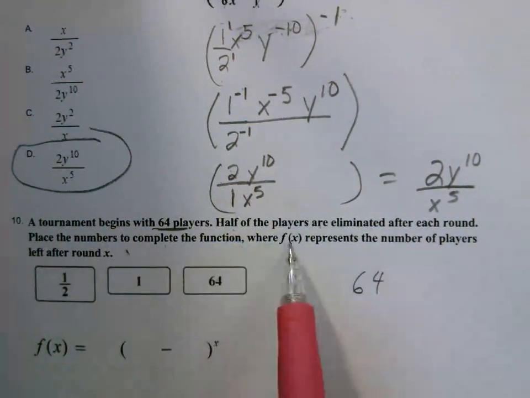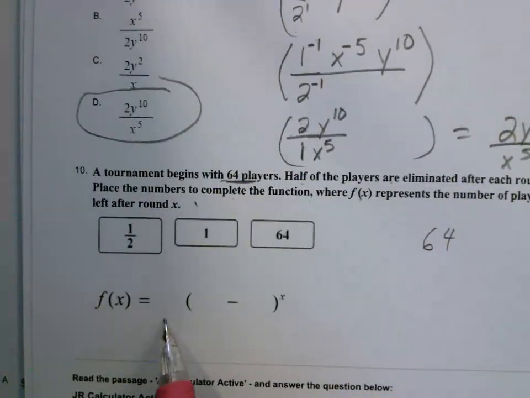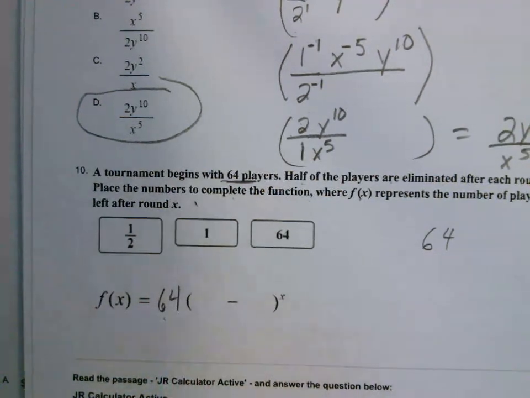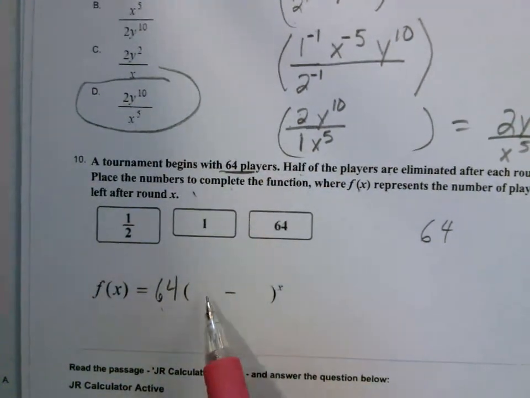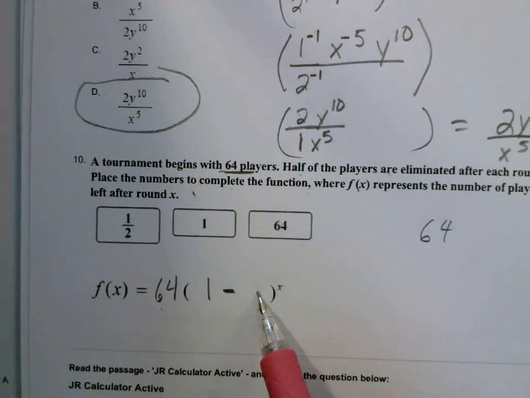Place the number to complete the function. So what are we gonna place before the parentheses? 64. We're gonna put 64 here. What are we gonna place in the parentheses? 1. This is exponential decay, so we got minus here. And what are we gonna place here? 1/2 or 0.50. Since they got a half, then we're gonna put a half here. Any questions? Is there anyone that's lost?